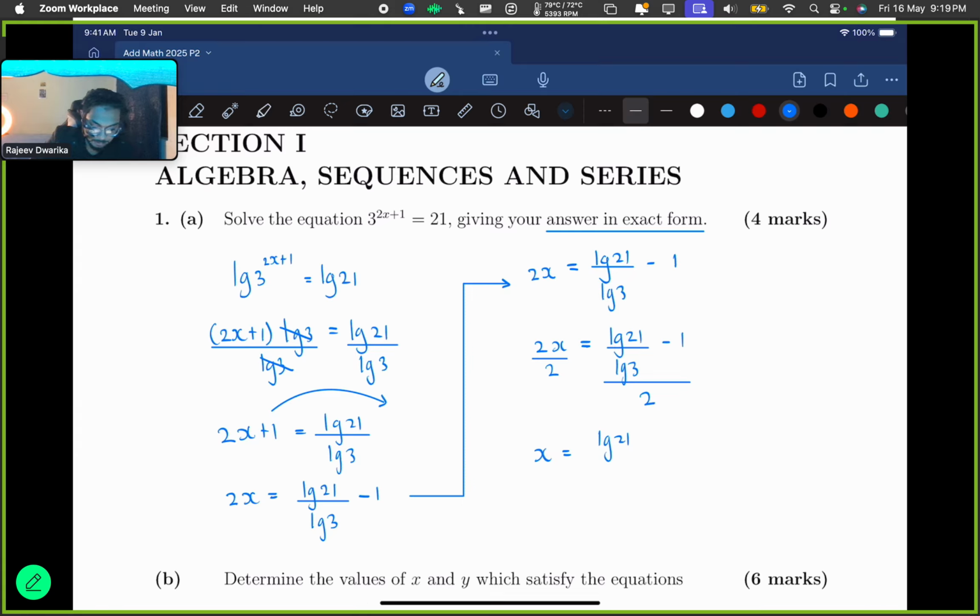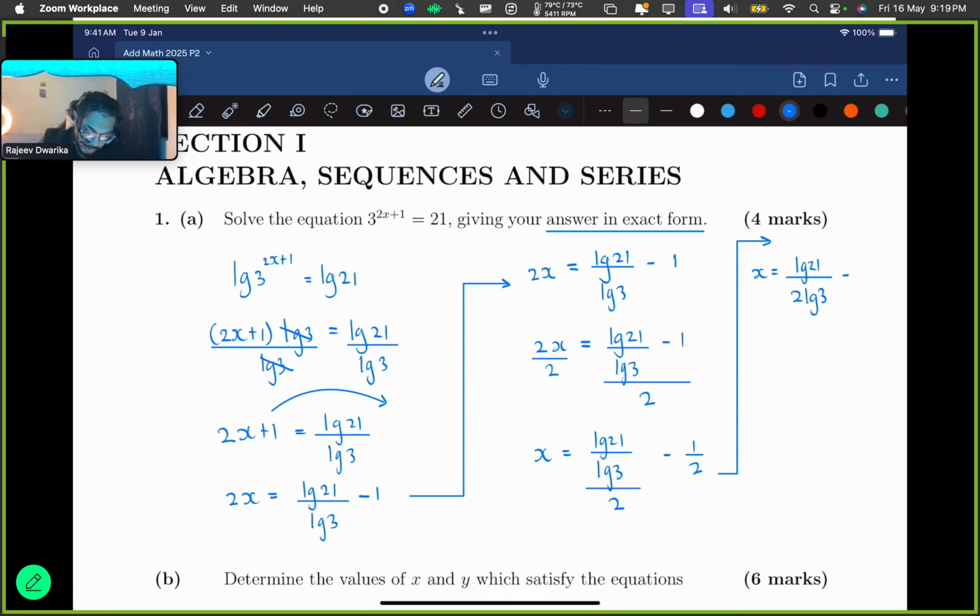I could write this as log 21 over log 3, all divided by 2, minus 1 over 2. Dividing by 2 is the same thing as multiplying by a half. Watch this, look what's going to happen. We're going to end up with x is equal to log 21 all over 2 log 3.